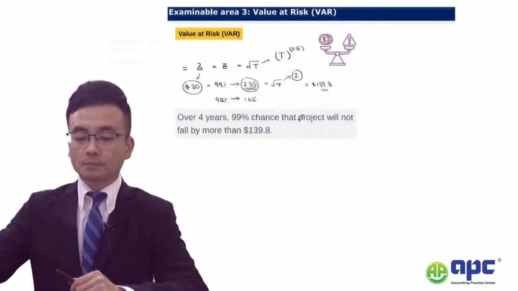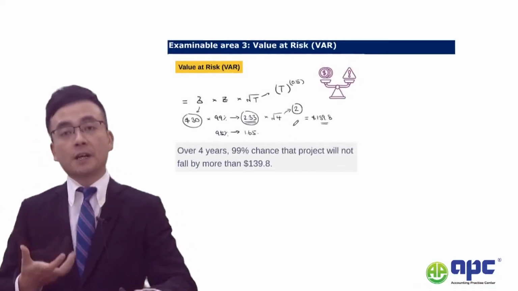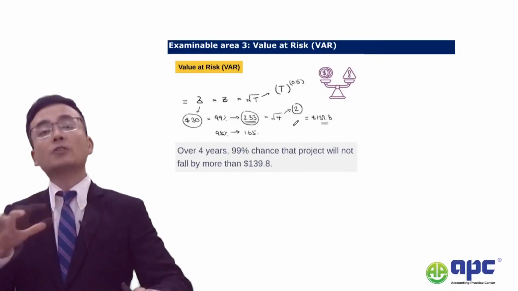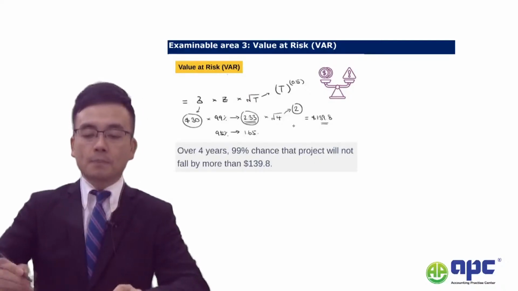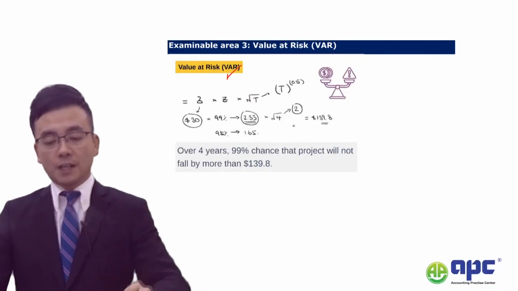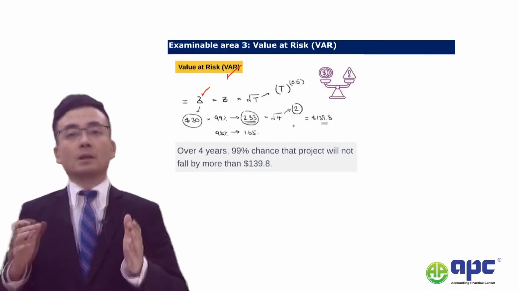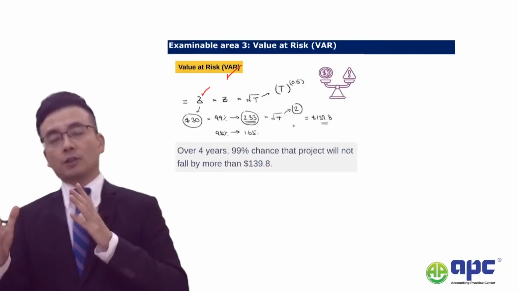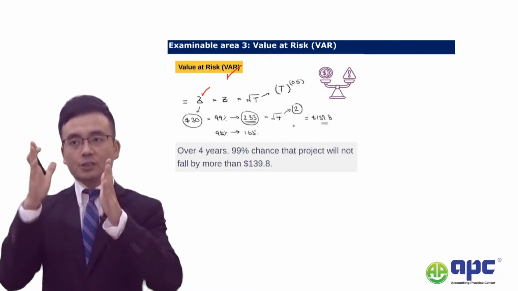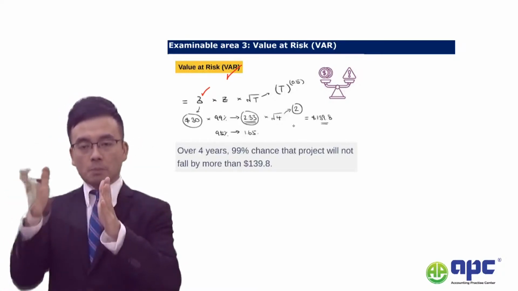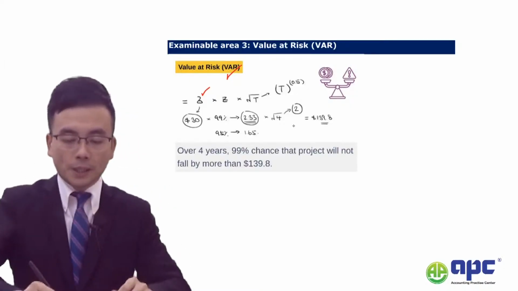Moving on. The examinable area number 3, we will be looking at the value at risk. Each and every time, what we would like to see is the VaR calculation. So firstly, we take the standard deviation. Standard deviation simply means the actual cash flows may not be the same as the average cash flow. As you can see, the actual cash flows will change, more or less than the average cash flow. And here it will be $30.